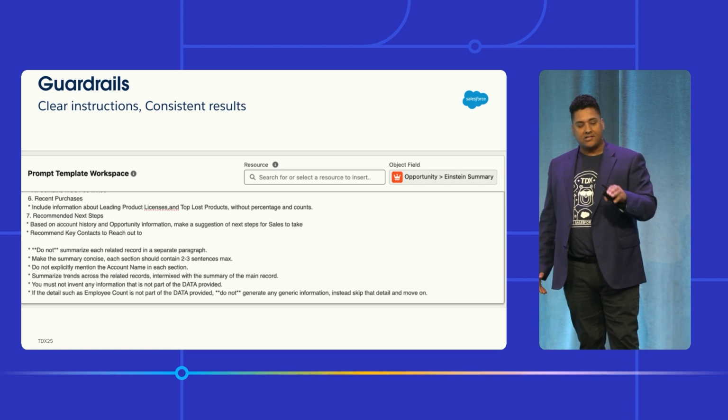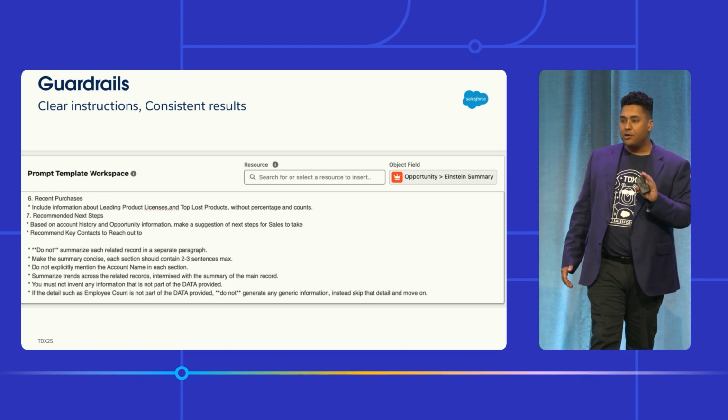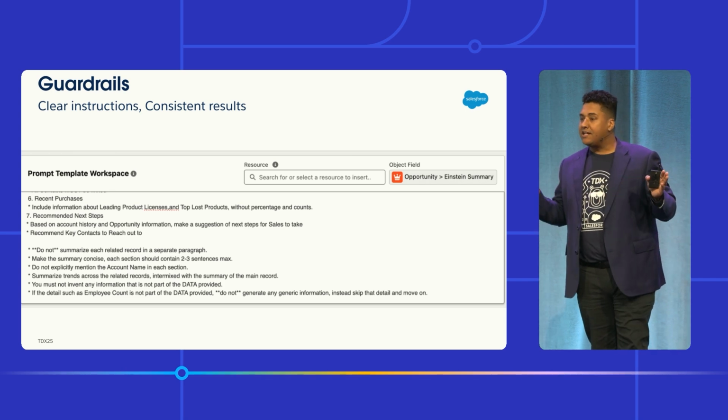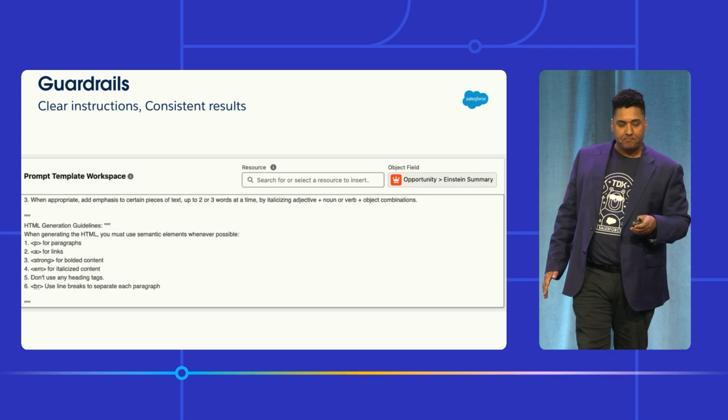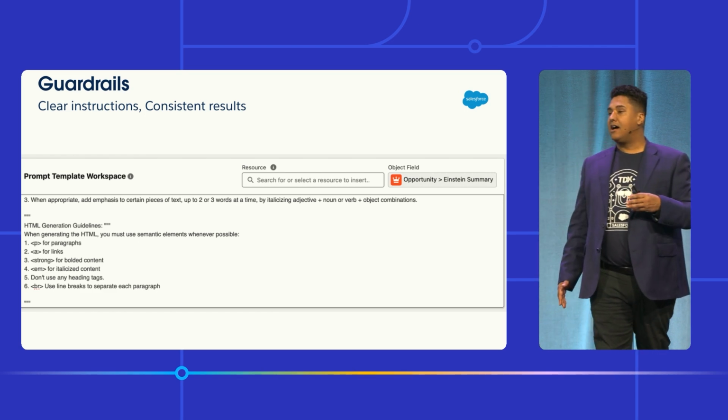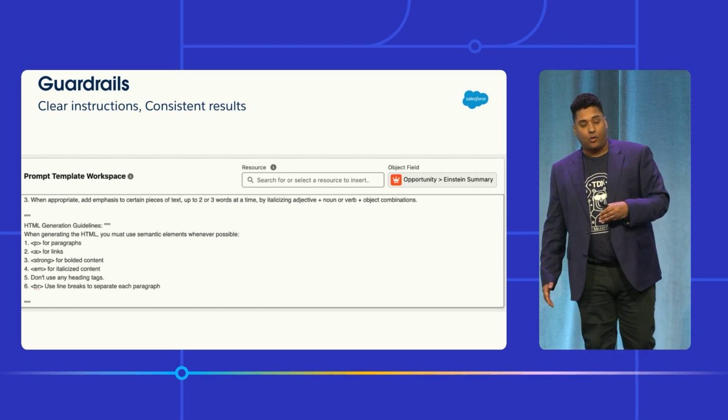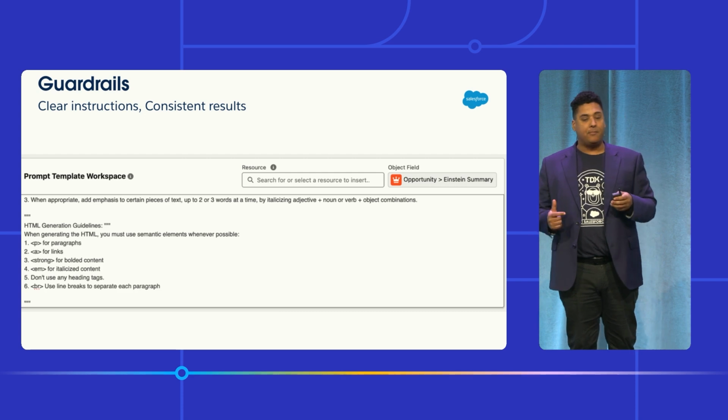Make the summary concise. Each section should contain 2 to 3 sentences max. We don't want to get too lengthy in our summary here. And then because this summary does include HTML, we're going to include some HTML guardrails as well.